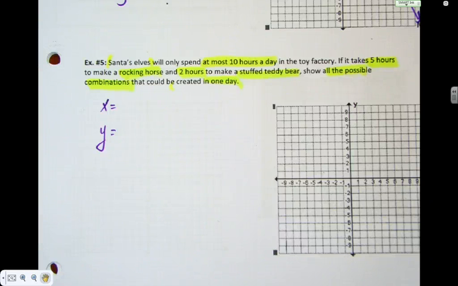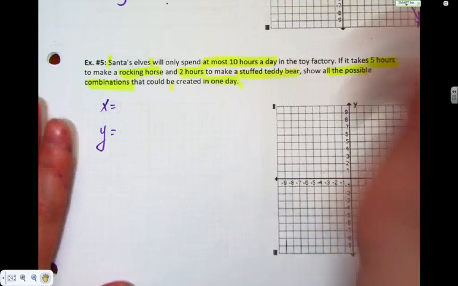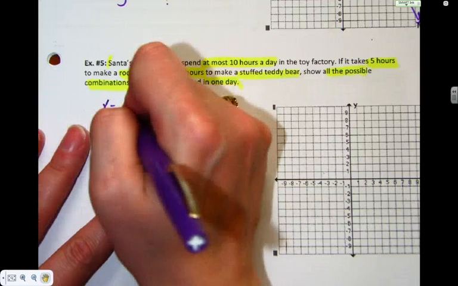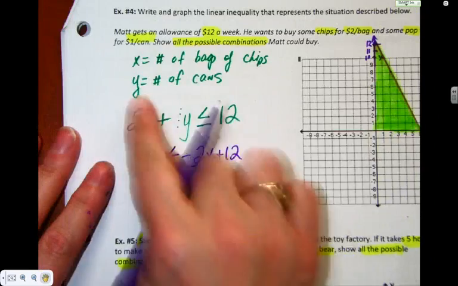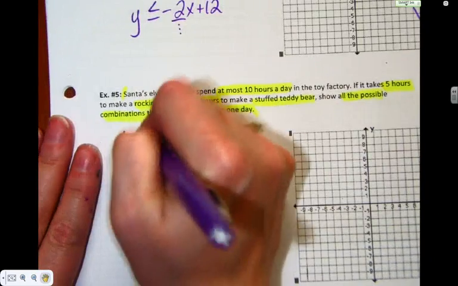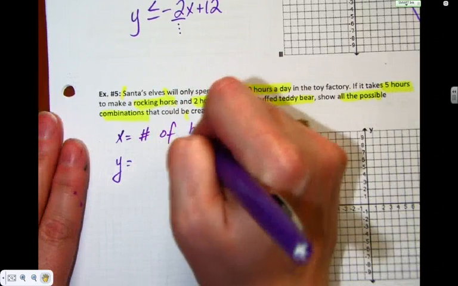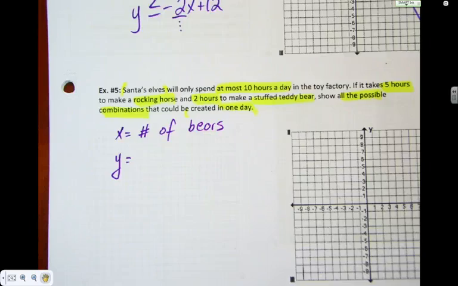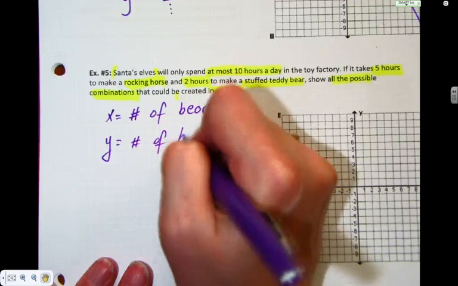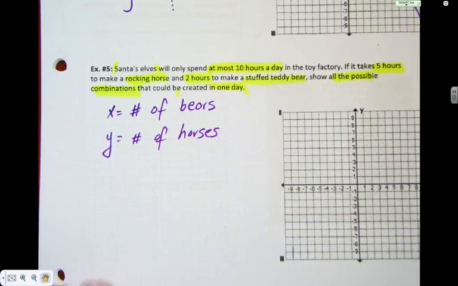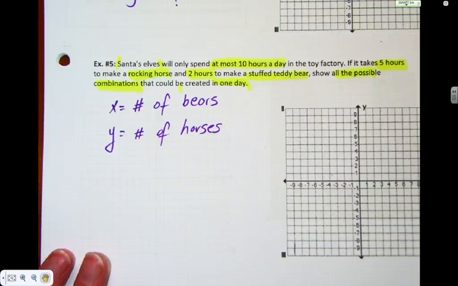Need to define your variables. If you missed this step when you did max min problems, you might want to highlight this, put it in red. You have to define variables. You can't just throw x and y out and not tell me what they are. What do you want x to be? Stuffed teddy bears. Number of hours. Number of teddy bears. Number of rocking horses.